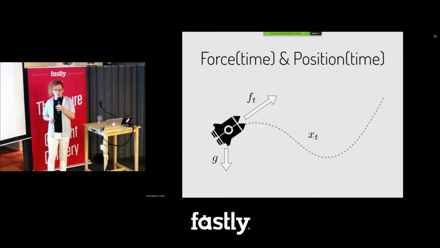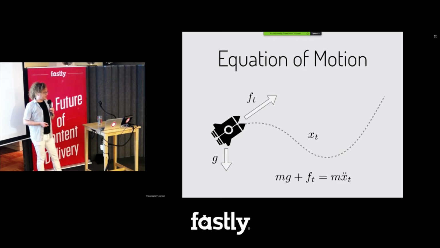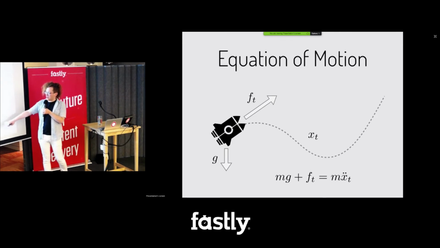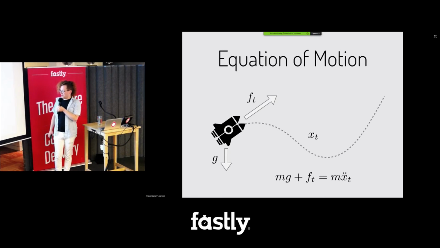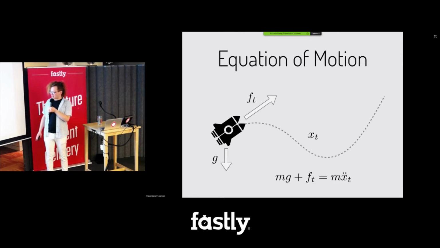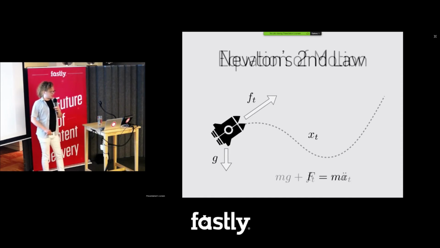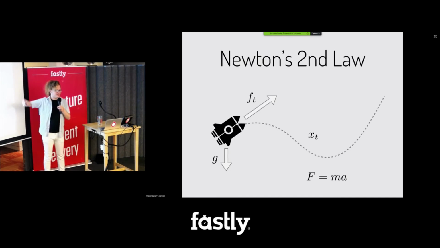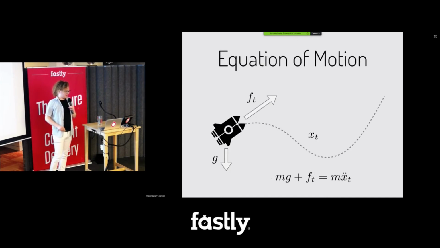And we can think about that motion in terms of the force as a function of time and the position as a function of time. And write down some simple equations of motion, right? So our equation of motion here is just saying the gravitational acceleration times mass plus this control force is equal to mass times the acceleration, instantaneous acceleration of the particle. So you should notice that this is really just F equals ma, right? So Newton's second law, hopefully not too strange to anyone.